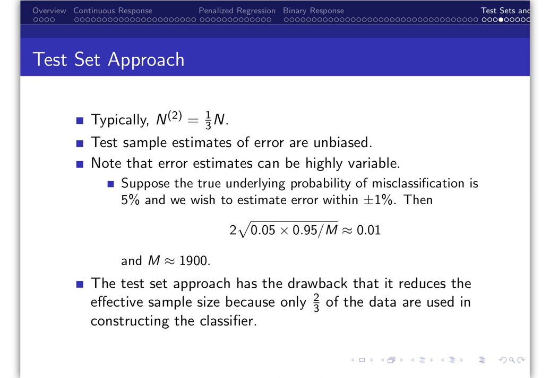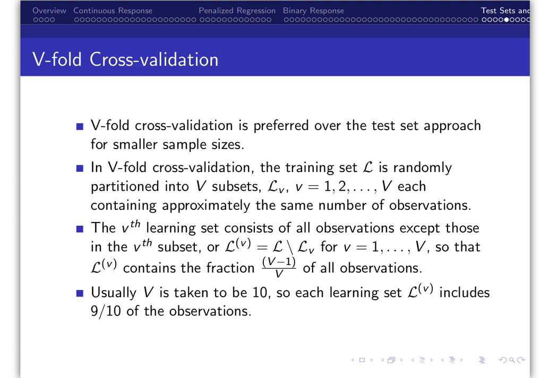The test set estimates of prediction error are unbiased, but the test set approach has the drawback that it reduces the effective sample size because only 2/3 of the data are used in constructing the classifier. If you need to estimate prediction error more precisely, you will need to have a very large sample size, as demonstrated in this sample size calculation. V-fold cross-validation is preferred for smaller samples.